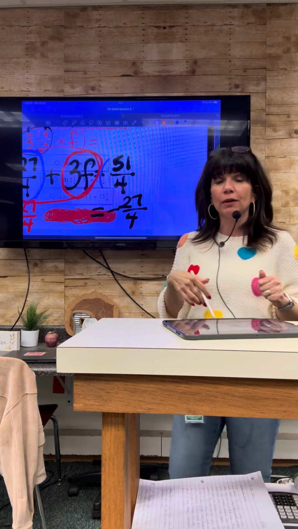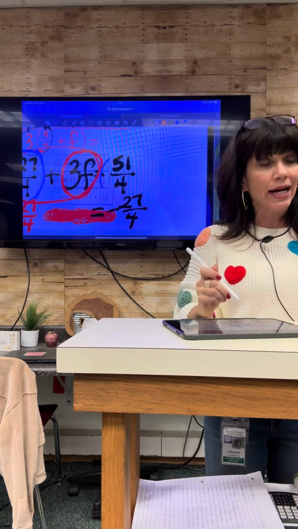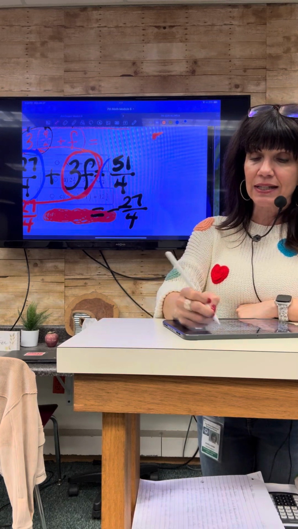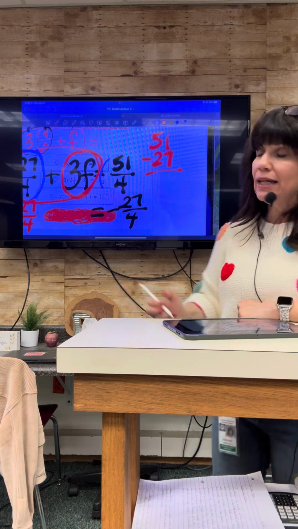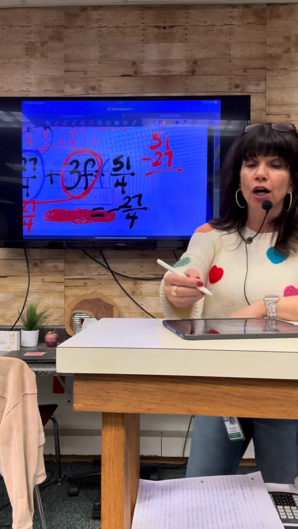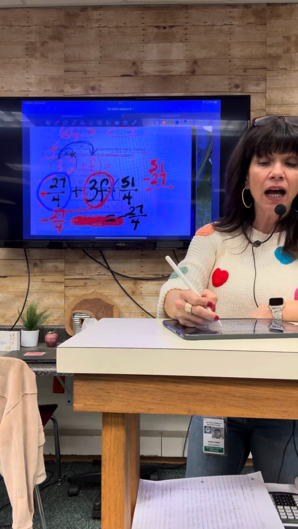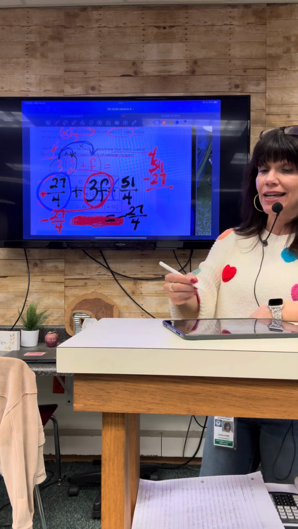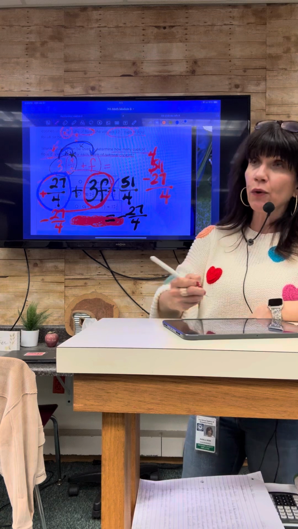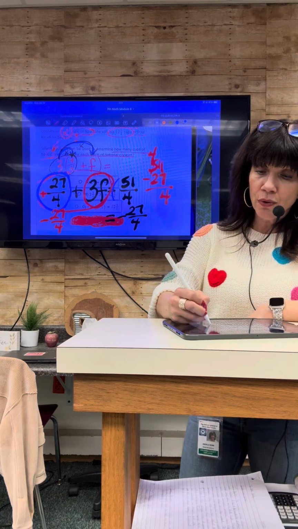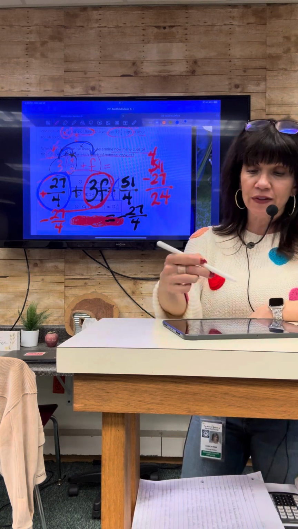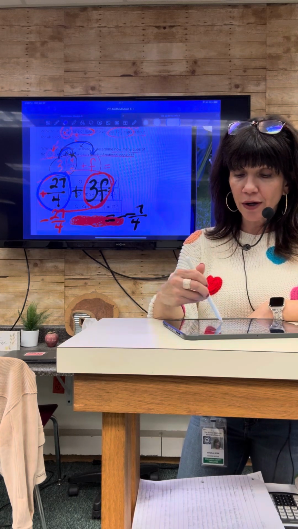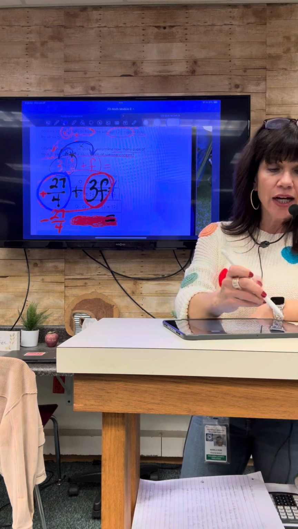When subtracting fractions, subtract the numerators, keep the denominator. Now I've run out of space, so I'm going to have to erase and write what I need for my answer here. 51 take away 27. Let's do that out to the side. 51 minus 27. Can we do 1 minus 7? No. Regroup the 5, make it a 4, and make the 1 into 11. What's 11 take away 7? 4. What's 4 take away 2? 2. So how many fourths is my answer? 24/4.